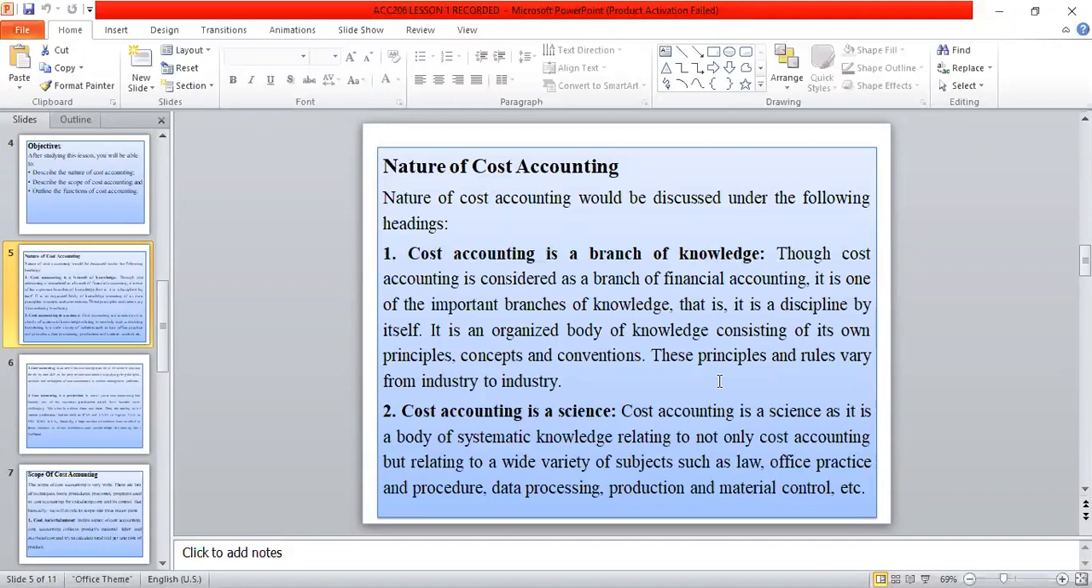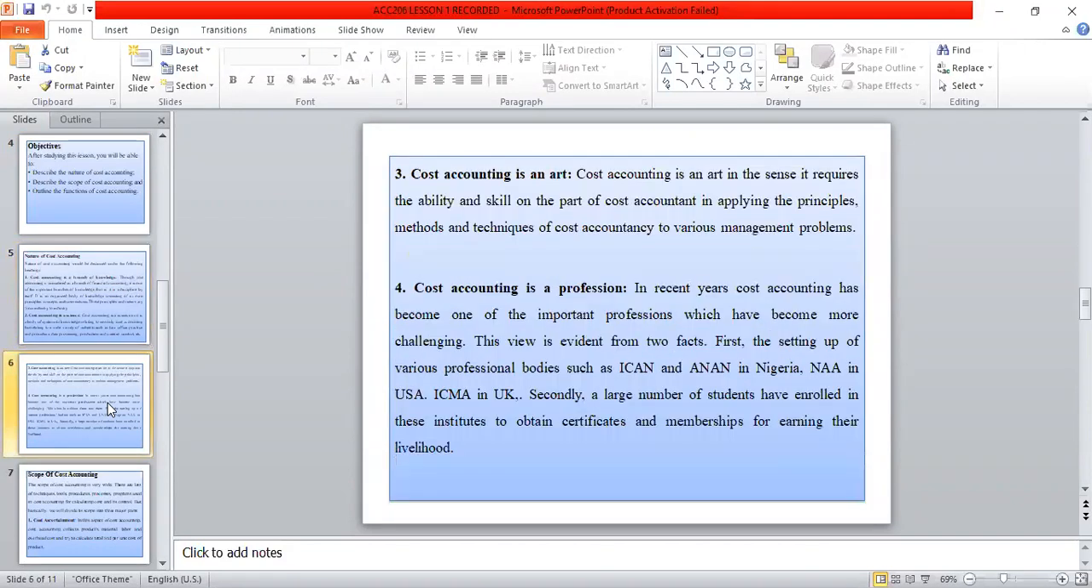Cost accounting is a science. Cost accounting is a science because it's a body of systematic knowledge relating not only to cost accounting, but also to other variety of courses such as law, office practice and procedures, production and material control. Cost accounting as an art. It is an art in the sense that it requires the ability and skill on the part of the cost accountant in applying those principles or methods and techniques of cost accountancy in various management problems.